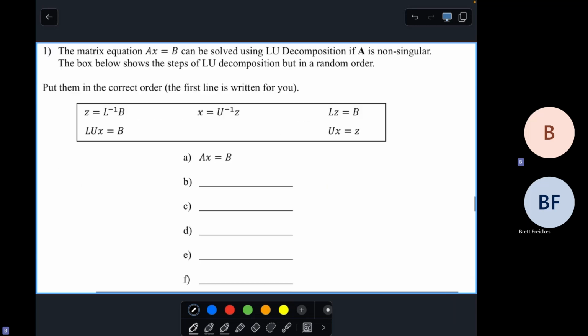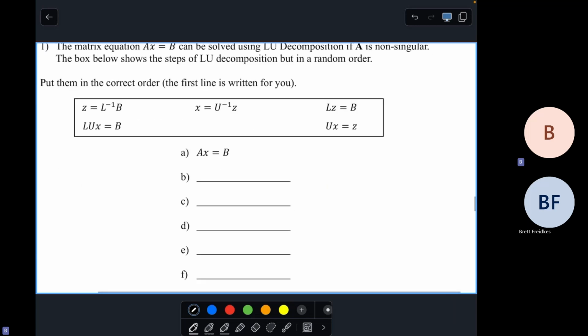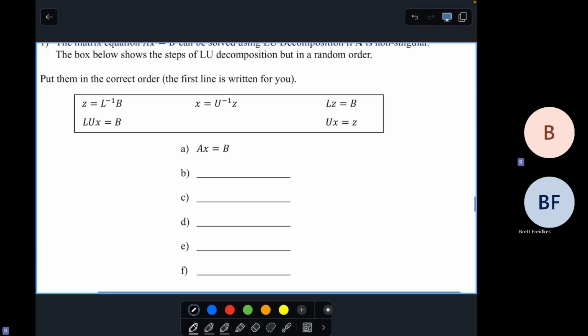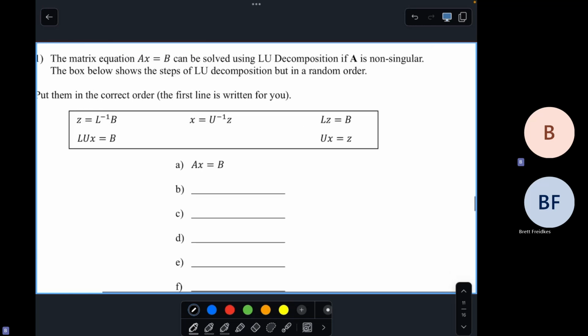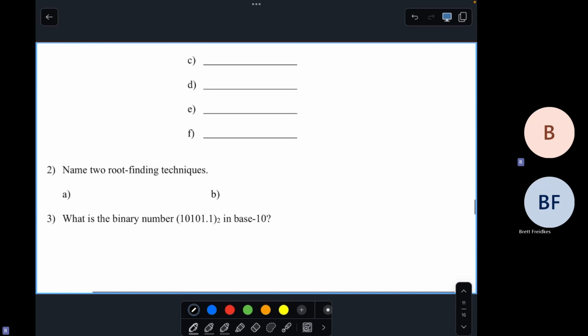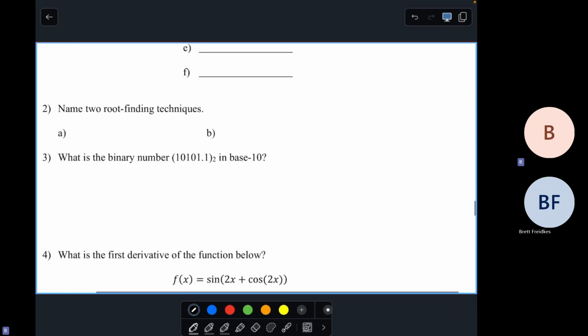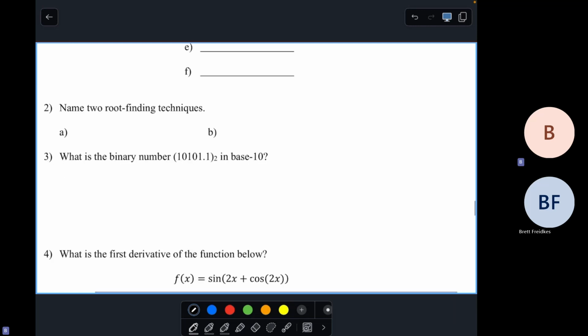We had some extra credit on here where I said put the steps of LU decomposition in order. This was an all or nothing extra credit. What are two root finding techniques? Bisection. What's the binary number? So you would convert that to base 10. Again, I'm testing you on things that you've seen before in the class. This is why it's extra credit.